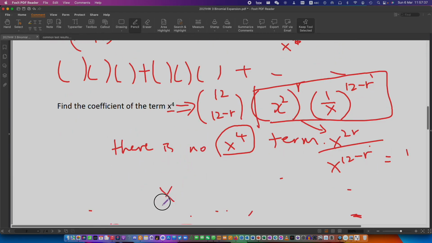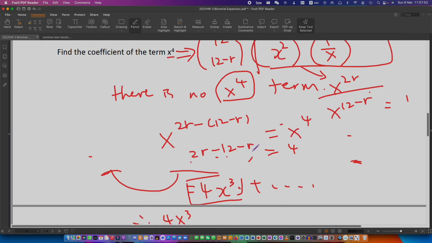You continue, so you get x to the 2r minus bracket 12 minus r equals x to the power 4. You need to show that it can never equal 4. So 2r plus 12 minus r... by the way, this is plus. So it's 3r minus 12 is equal to 4, so 3r is equal to 16, so r equals 5 1/3. So r must be a whole number. Therefore, this is not possible. So that is another way for you to prove.